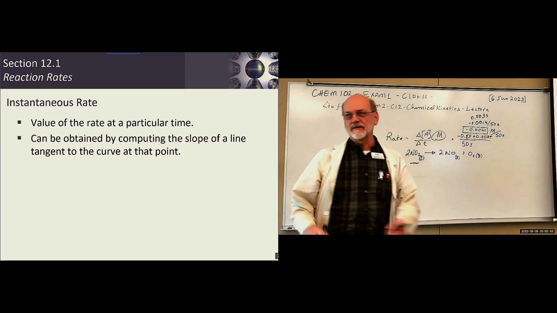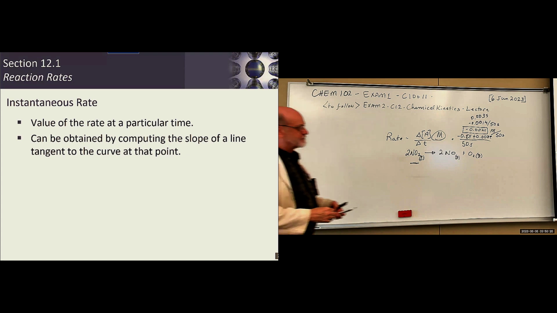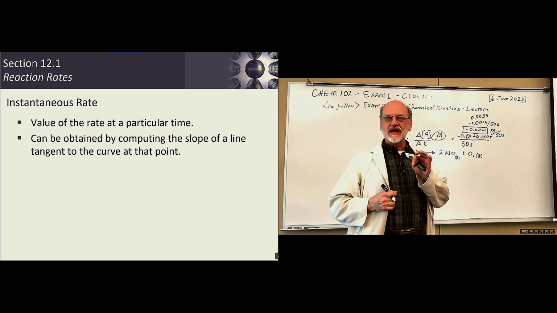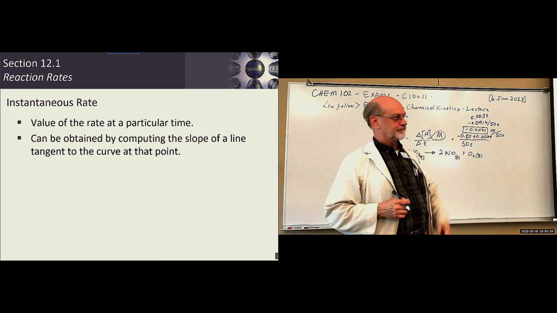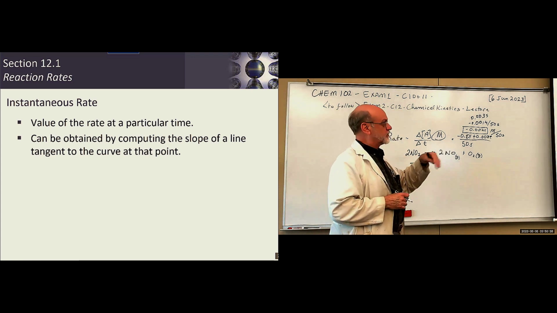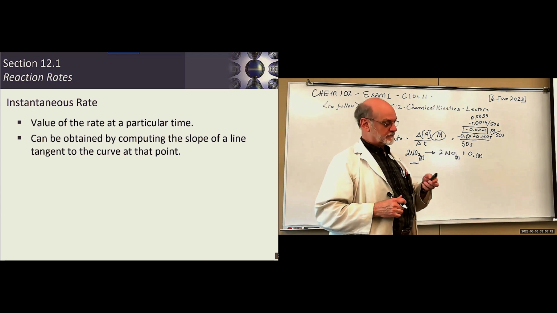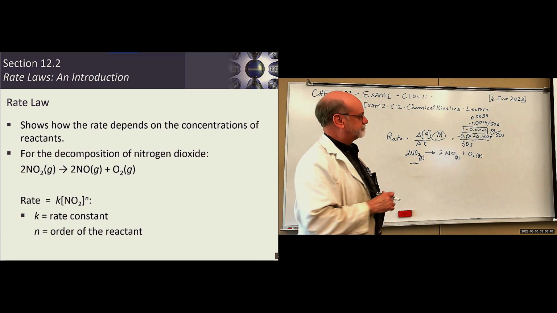And I stole my thunder. There it is in black and white and blue. Slope of the line tangent to the curve. Right. The slope of that tangent line is the rate at that point on the curve. And obviously, for those curved lines, the rate changes over time. It's not a constant rate, like a straight line would be.